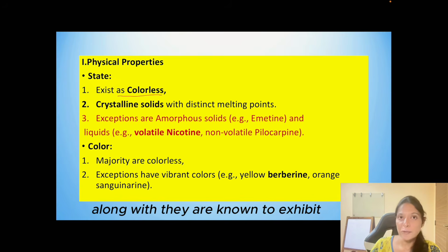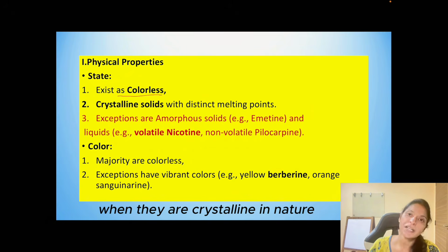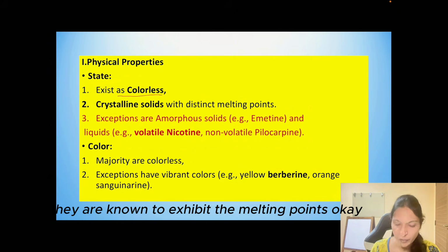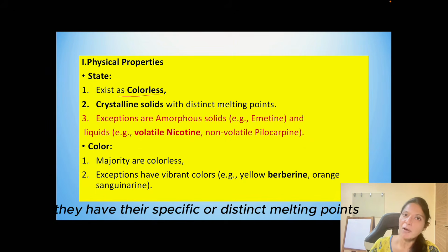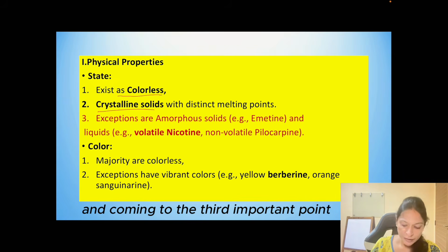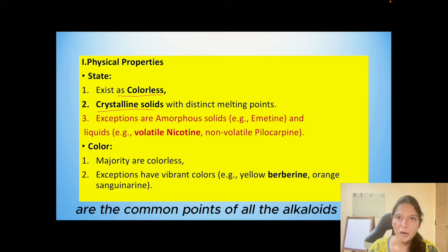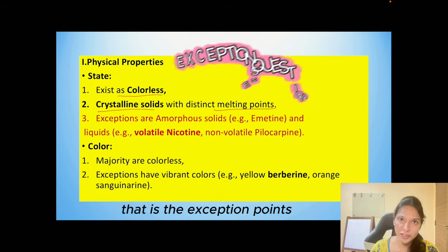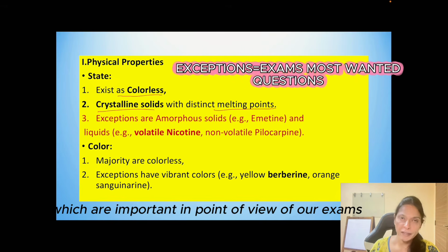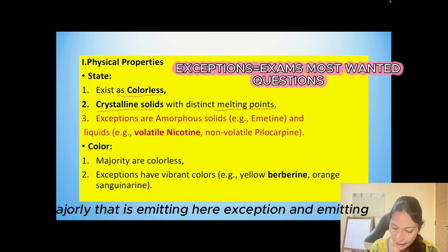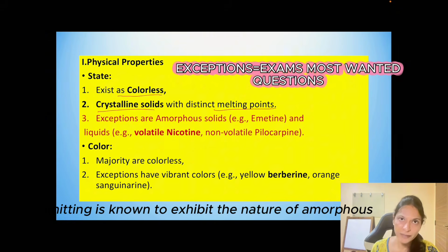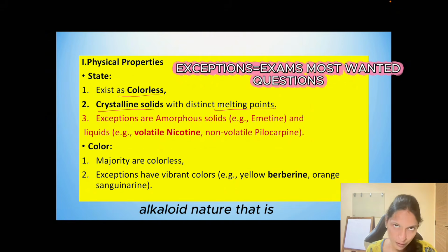Along with that, when they are crystalline in nature, they are known to exhibit melting points. Okay, they have their specific or distinct melting points. The first two are the common points of all the alkaloids. And coming to the next point, the exceptions, which are important from the point of view of our exams majorly, that is emetine. Emetine is known to exhibit an amorphous alkaloid nature.